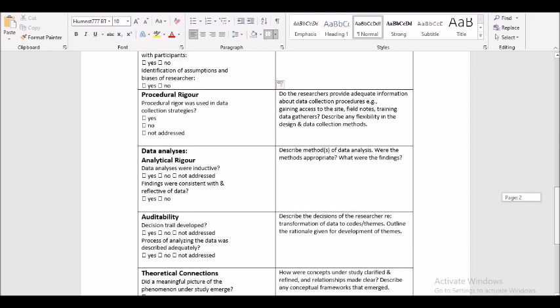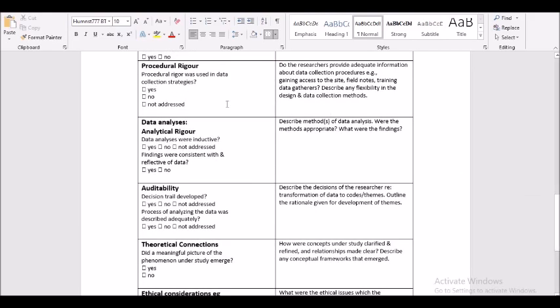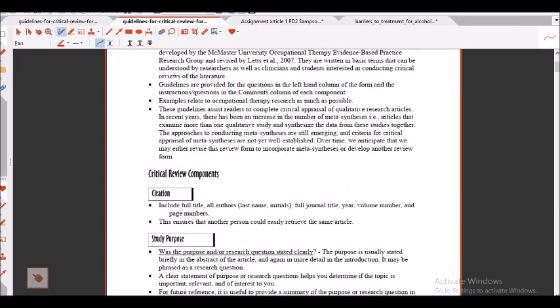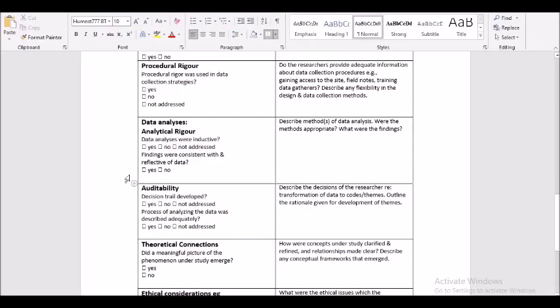Procedural rigor. Here you will see whether procedural rigor was used in data collection strategies or not. Now yes, no, not addressed. Now what does this mean? Have a look on the right hand side. They have given you the description. The details about it I will deal with when I'm discussing the guidelines for critical review. Okay, so that will make your work much easier, and we can come over.